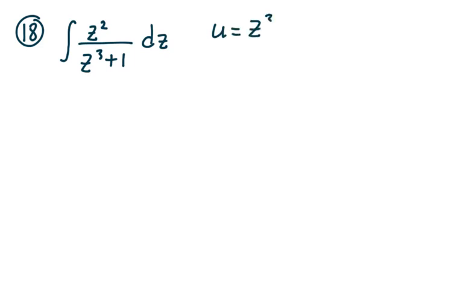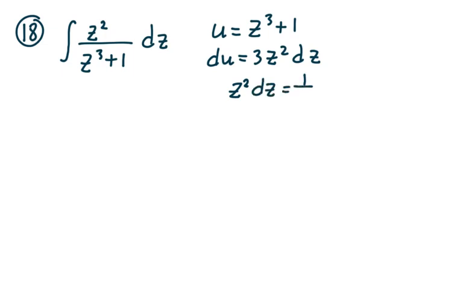Let's take a look at problem 18. Suppose we have the integral of z squared divided by z cubed plus 1 dz. So I'm going to let u equal z cubed plus 1. du is 3z squared dz. Now for a problem like this, you want to collect the z's and the dz's on one side, everything else on the other side. And so I'm going to divide both sides by 3 to get z squared dz is equal to 1/3 du.